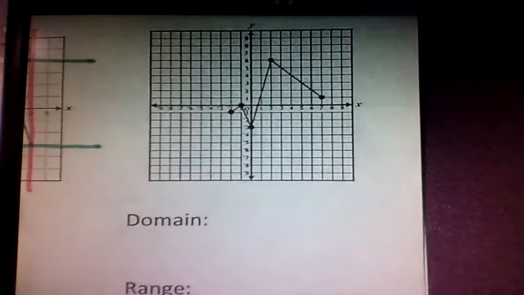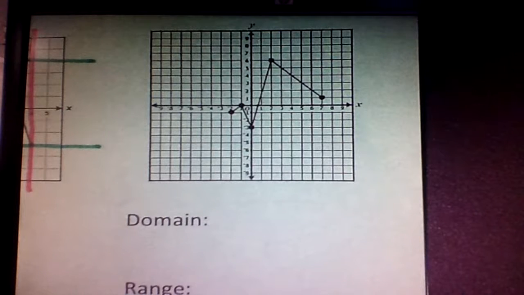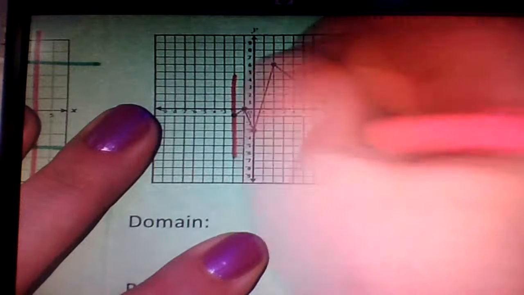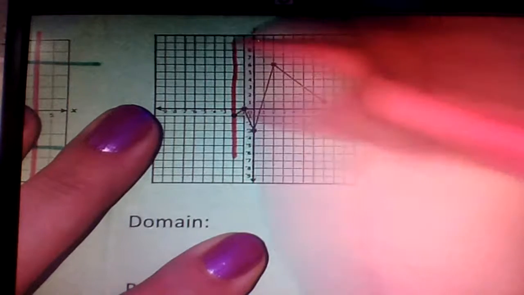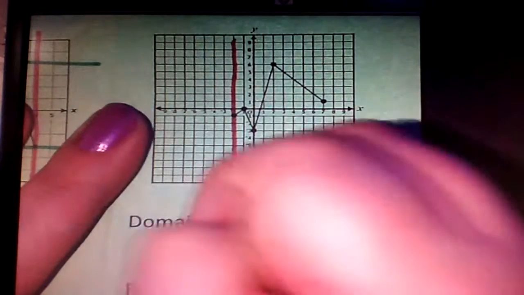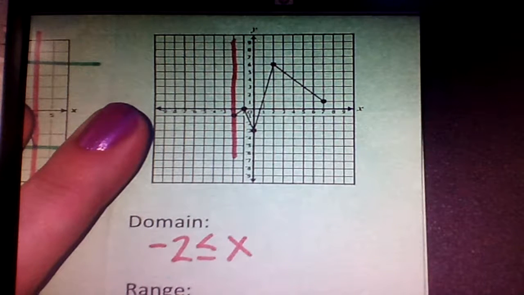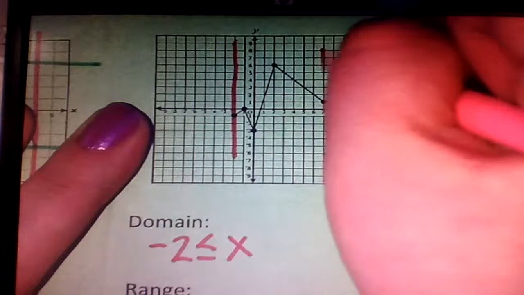Moving over. X again. How far to the left? How far to the right? So -2. So -2 is less than or equal to x. And the farthest right my graph's going to go is +7.